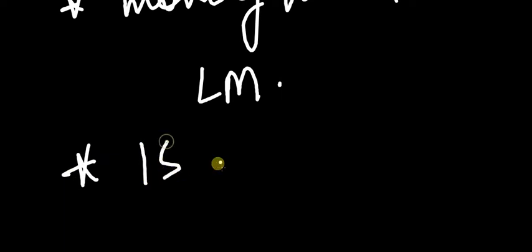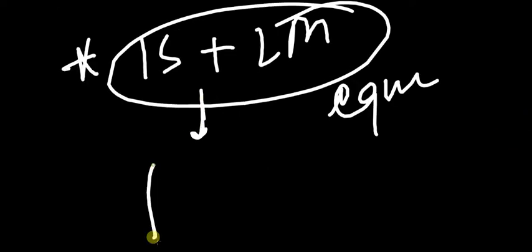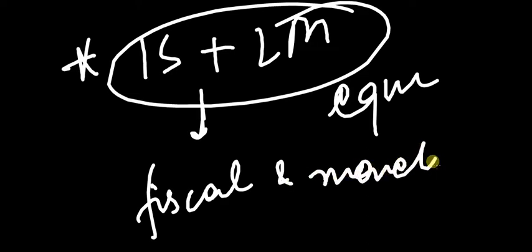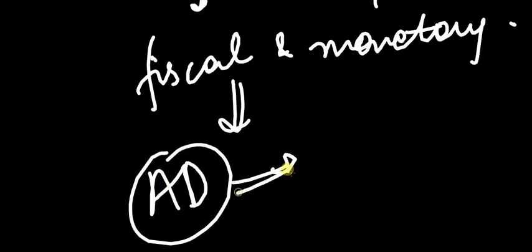Then I would be going further and telling you what is the money market and how do you find the LM curve. Then I would tell you how do you combine IS plus LM and find equilibrium, and how do different fiscal and monetary policies affect this. Then I would tell you how do you actually develop the AD function from this.